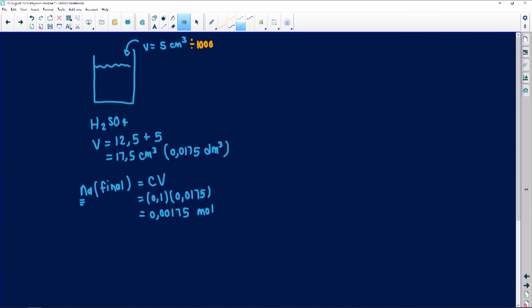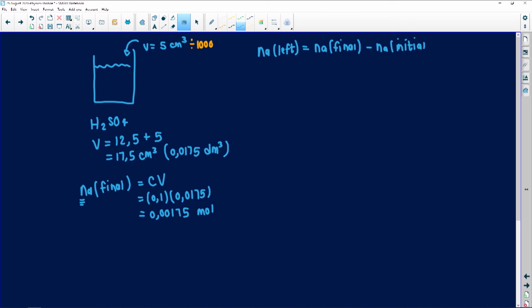So now I can say that the moles of my acid, remember to always keep the A there, which is left. I can then say for the final moles that I had, minus the initial moles.